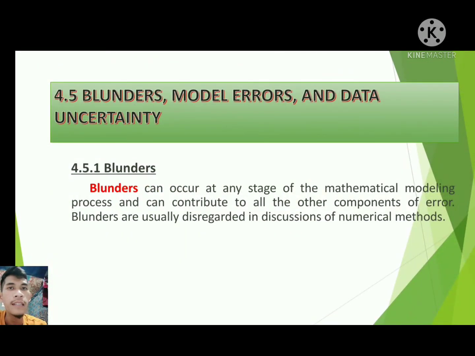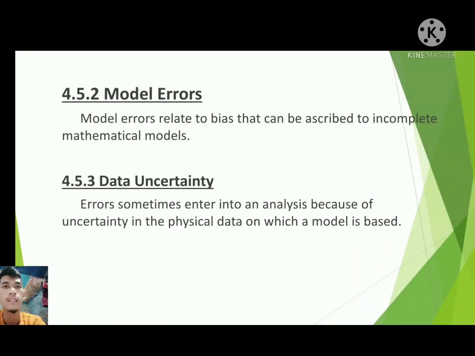Blunders, model errors, and data uncertainty. Blunders can occur at any stage of the mathematical modeling process and can contribute to all the other components of error. Blunders are usually disregarded in discussions of numerical methods. Model errors relate to the bias that can be ascribed to incomplete mathematical models. Data uncertainty: errors sometimes enter into an analysis because of uncertainty in the physical data on which a model is based.